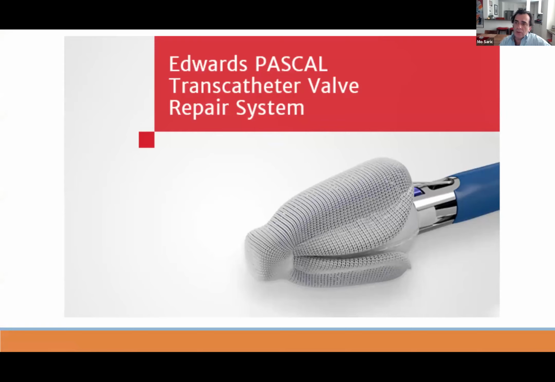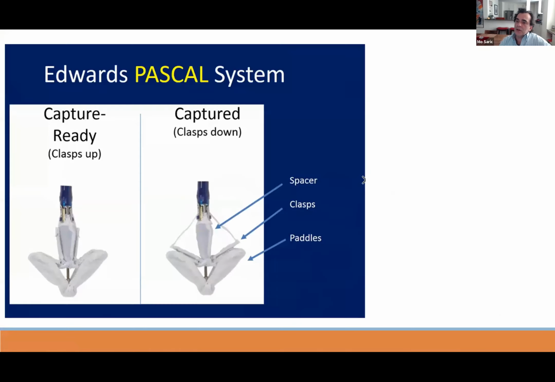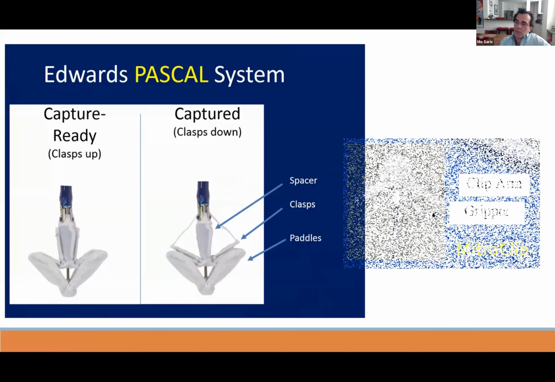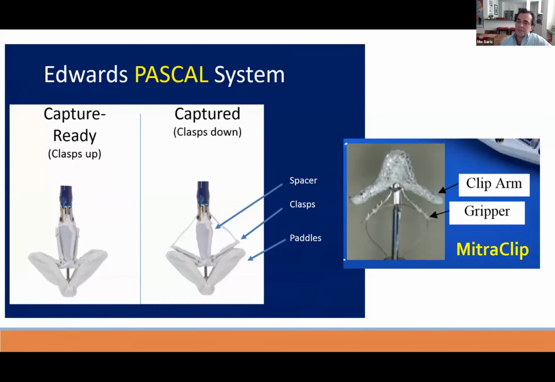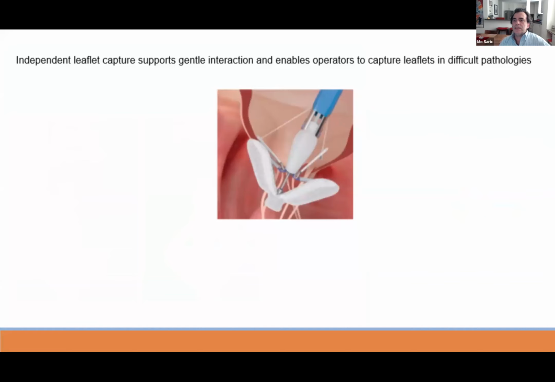And this is what the Edwards Pascal transcatheter valve repair system looks like. It's similar to Abbott's MitraClip, and these are its parts. There's a spacer, there's a clasp and paddles, and if you compare this to MitraClip, the clip arms and grippers are equivalent to the paddles and clasps. So let's see how this is implanted in a native valve.